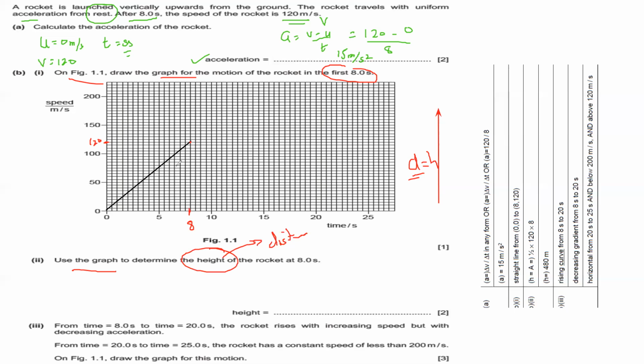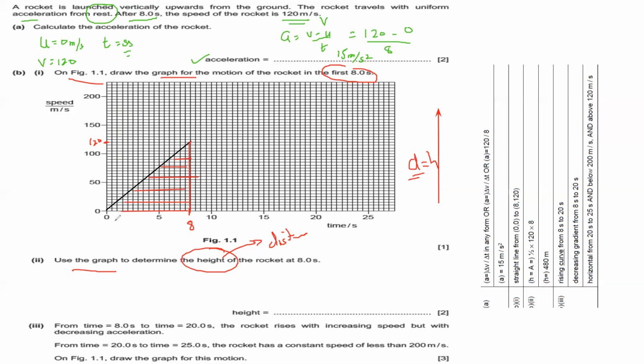So for a speed time graph, how can we work out the distance traveled or the height? We will take the area under the graph. So when I close this figure, what shape will it form? It will form a triangle.